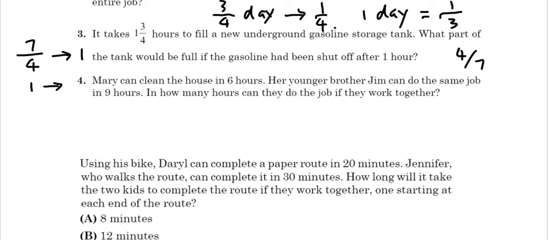So problem 4. Mary can clean the house in 6 hours. So 1 hour, 1 over 6. And her young brother Jim can do the same job in 9 hours. So 1 hour, 1 over 9. If they work together, then in 1 hour they do this. Saying how many hours, multiply t, so they finish the job, equal 1.